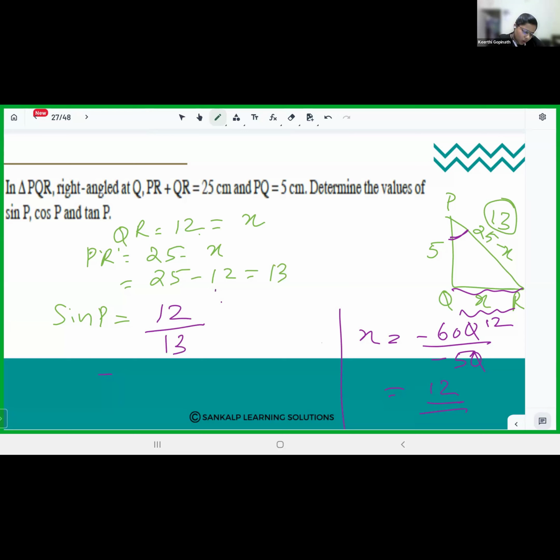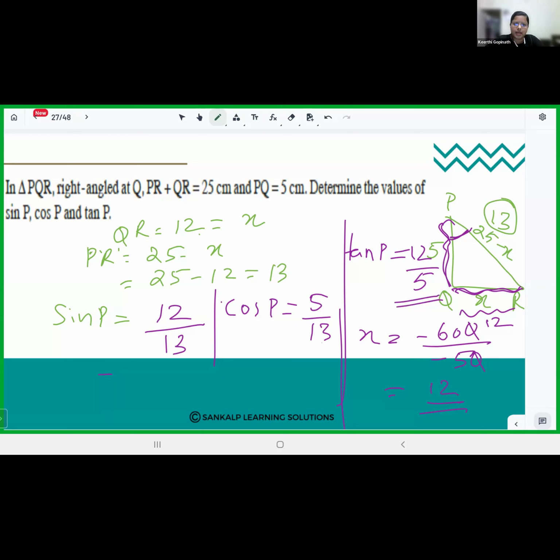Now, what is the value of cos P? Cos P is equal to adjacent side by hypotenuse, isn't it? Here the adjacent side is 5, so 5 by 13. Now what you have to find out? Tan P. Tan P is nothing but opposite by adjacent side. So this is the angle P. The opposite side is 12, and what is its adjacent side? It is 5. So 12 by 5. So we obtained the values of sin P, cos P and tan P. Is that clear to you all?